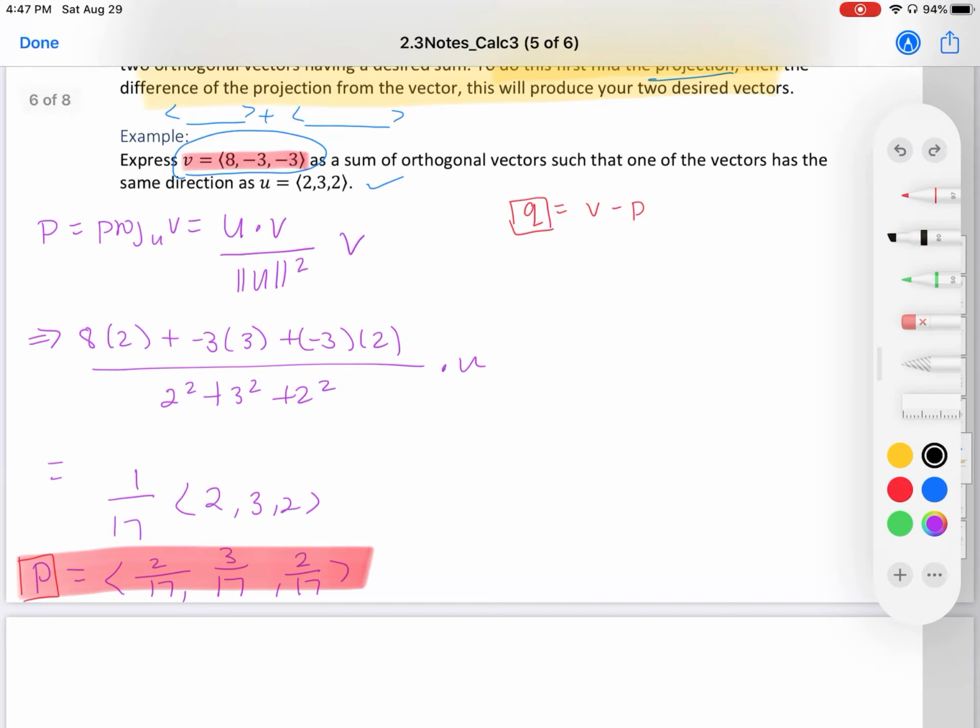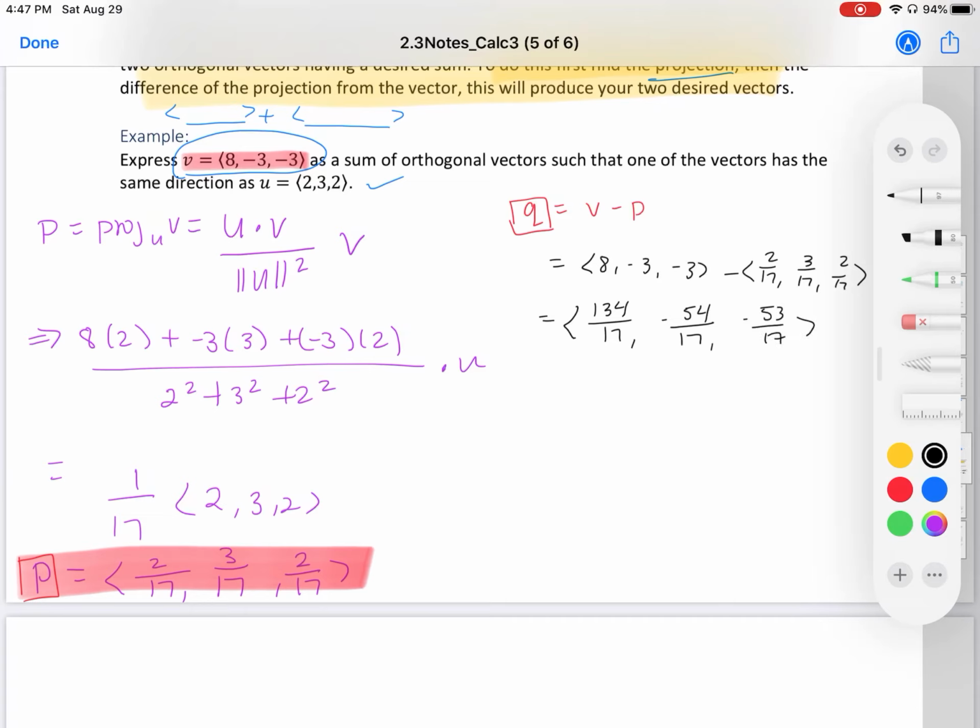So V is 8, -3, -3, minus P, which is 2/17, 3/17, and 2/17. Okay, we find the difference, and that gives us 134/17, -54/17, and -53/17. That is our new vector Q.